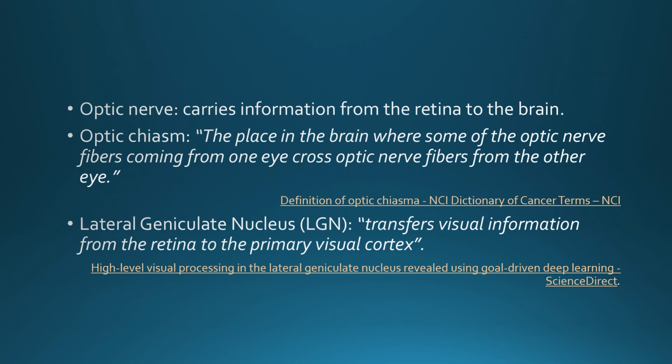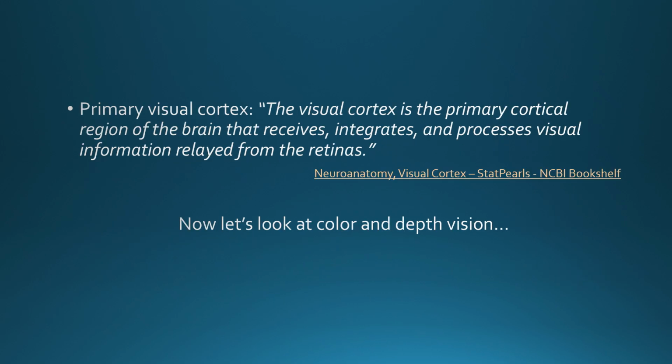The LGN, or lateral geniculate nucleus, transfers visual information from the retina to the primary visual cortex. The primary visual cortex is the primary cortical region of the brain that receives, integrates, and processes visual information relayed from the retinas. So essentially, we've gone from where light enters the eye to how it reaches the brain. So let's take a look at color and depth vision.